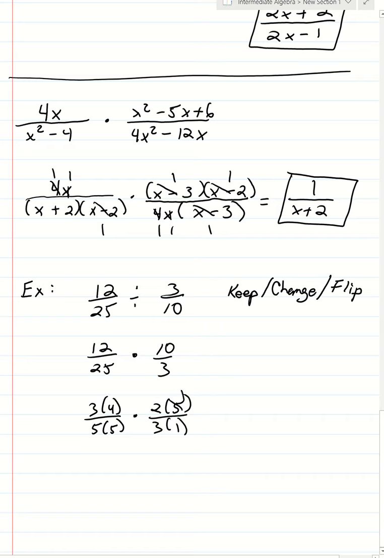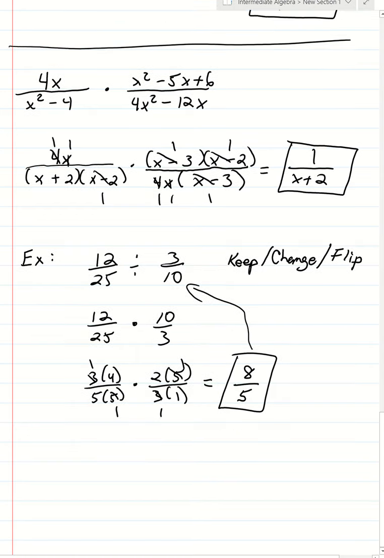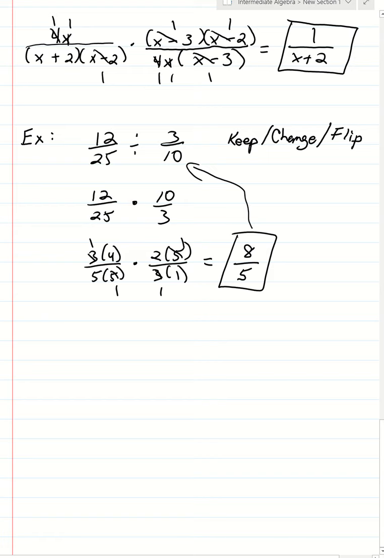Well, the 5 on the top and bottom simplify. The 3 on the top and bottom simplify. And I believe that's it. So we are left with a 4 times 2, or 8, in the numerator. And in the denominator, we are left with simply 5 times the number 1. So 8/5 would be the answer to that original division problem. Okay? So the same would be true, of course, with division of rational expressions.